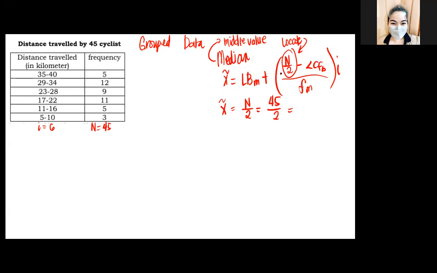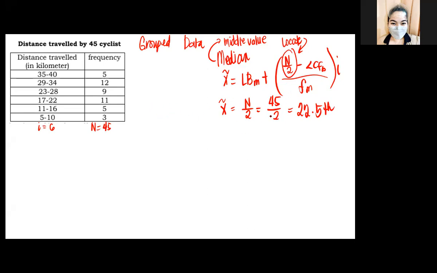Ano po yung magiging location ng data natin? 45 divided by 2. What is 45 divided by 2? 22.5. Ibig sabihin, nasa 22.5th position siya. And hahanapin natin yon dito, okay? Dito sa data na meron tayo.